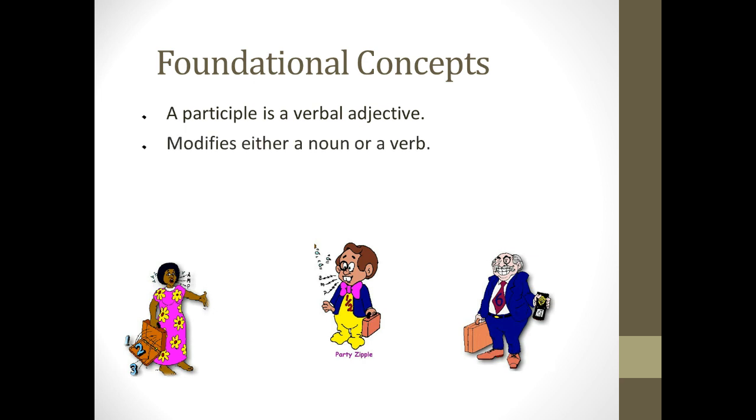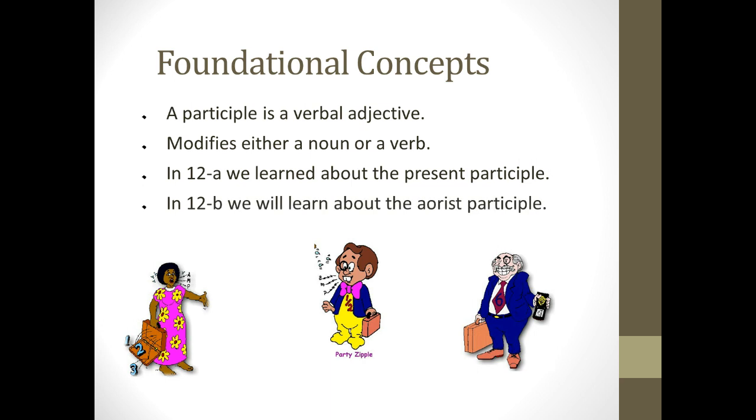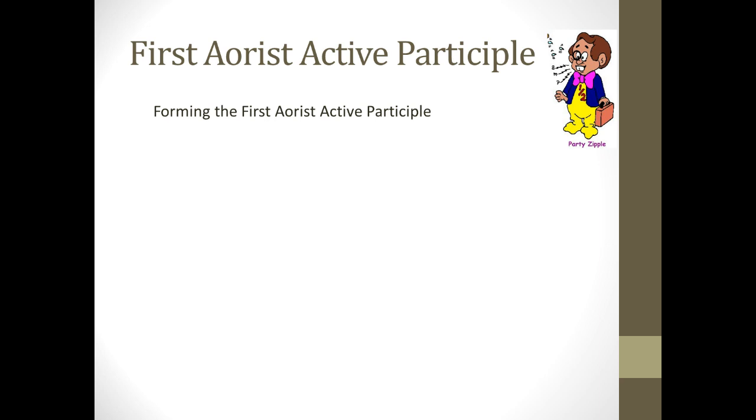In Chapter 12A, we looked at the present participle system, and you looked at how participles worked and the various endings. Today, in Chapter 12B, we're going to look at the aorist participle. When we're forming the aorist participle, it's actually a little bit easier than doing just the standard aorist verb. Forming the aorist participle, you begin, as we always have, with a verb stem. And then, just as you had that familiar sigma alpha ending on your aorist tense verbs as a sign of the aorist tense, that will also be here. So you'll have your verb stem followed by a sigma alpha, and then you will have a participle ending.